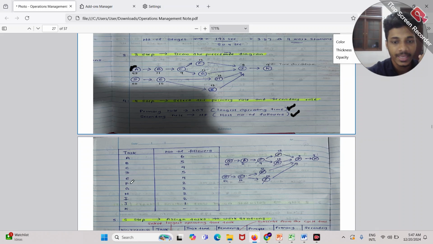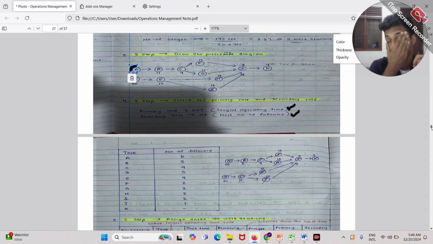Another example is E. When we consider E, 1, 2, 3, 4. Look at this I. How many followers does I have? How many tasks come after that task? J and K. Therefore, I has 2 followers. Like that, you can count the number of followers.